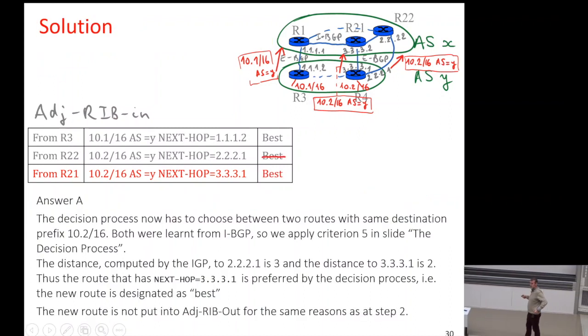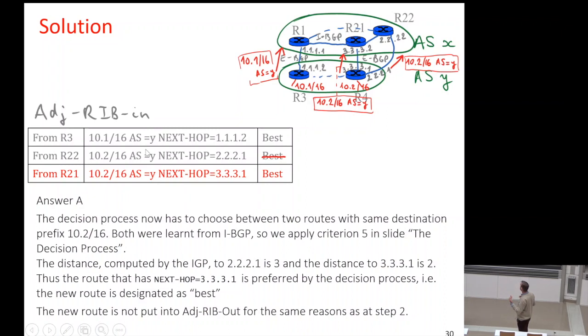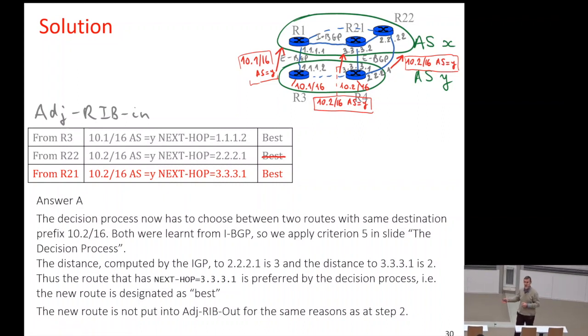Well, let's look at the answer with the decision process. What does the decision process do? It has two routes to compare. It will compare weights and local pref that are not present, so ignore them. It will compare the AS path, which is the same. They both have the same AS path, which is in fact XY. They both come from an IBGP peer, because R21 and R22 are both IBGP peers. But they don't have the same next hop. So another criterion of the decision process is distance to next hop. The next hop will be used by BGP to send the traffic to the next hop. So the semantic of the next hop is not just an abstract field in the table.